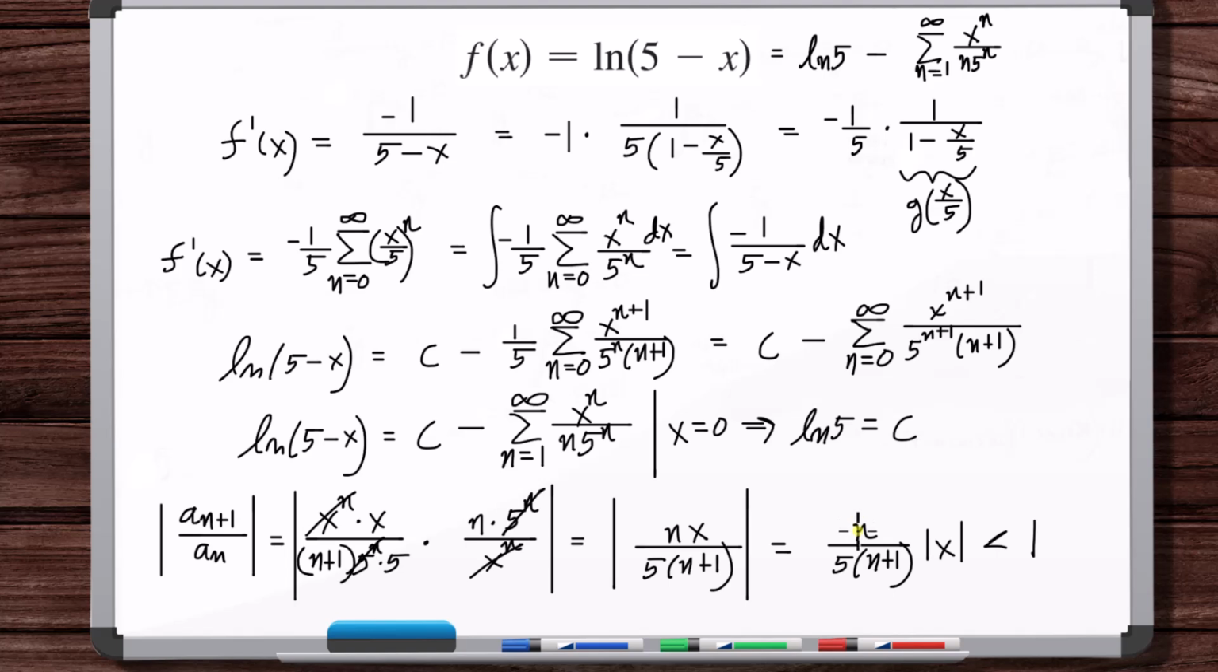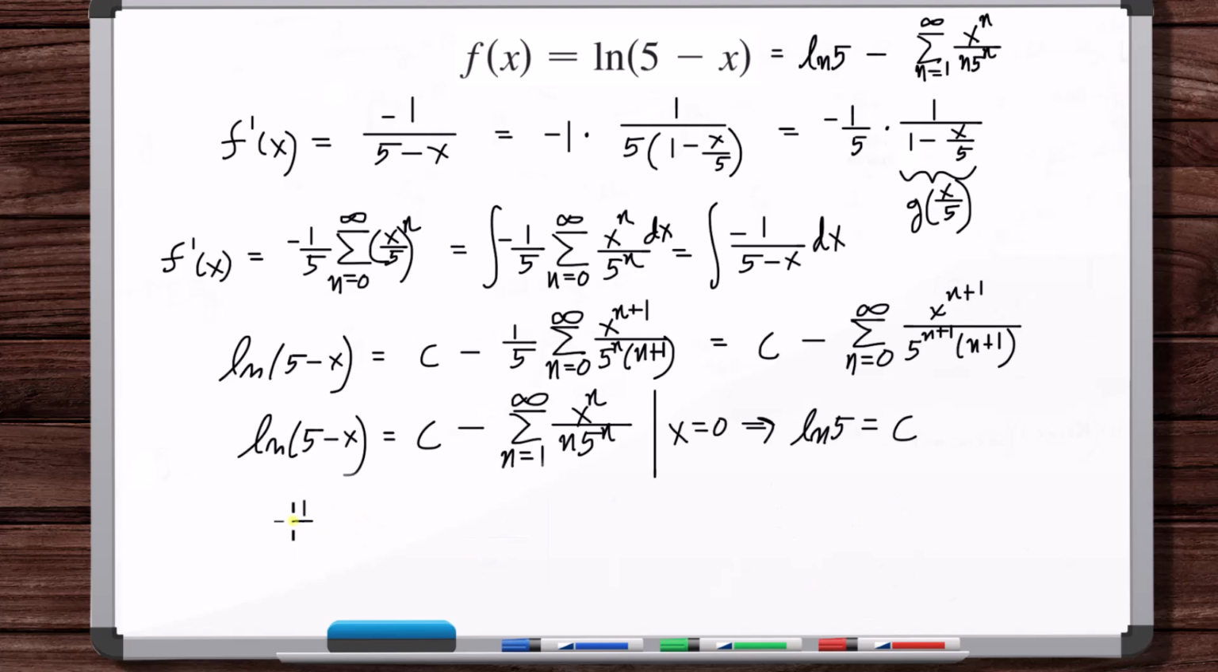If all the n terms cancel out, well, then the limit as n goes to infinity is just the x term, right? Well, we need to think about here, what is the limit as n goes to infinity of this? That needs to be less than 1. Okay, well, as n goes to infinity, we can see that this is going to go to 1/5.